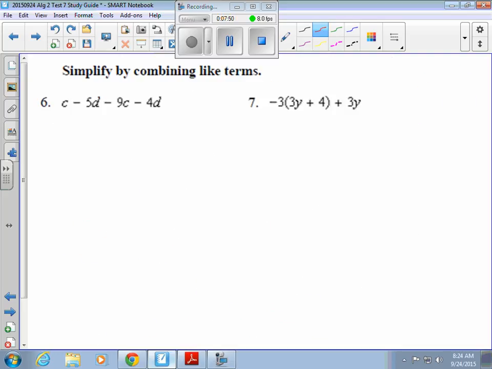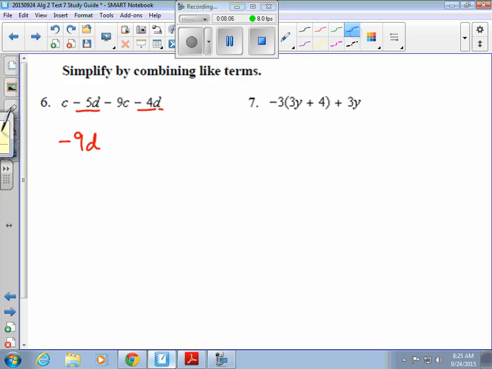Number 6 says simplify this by combining like terms. Like terms have the same variable, same exponent. Negative 5d and negative 4d. Don't leave off the negative with them. So negative 5 minus 4 is negative 9d.